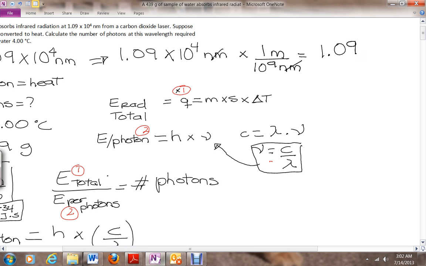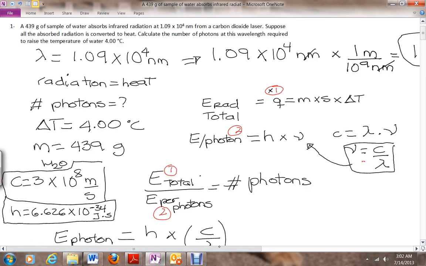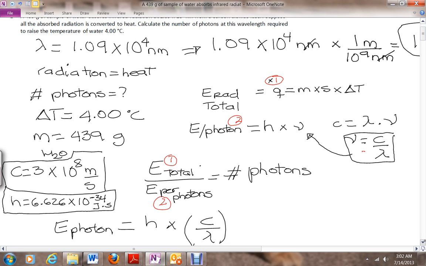So it would be 1.09 by 10 to the 4 minus 9, which would be minus 5, and this would be in meters. So let's take this value of lambda and put it in this formula to calculate the energy per photon.